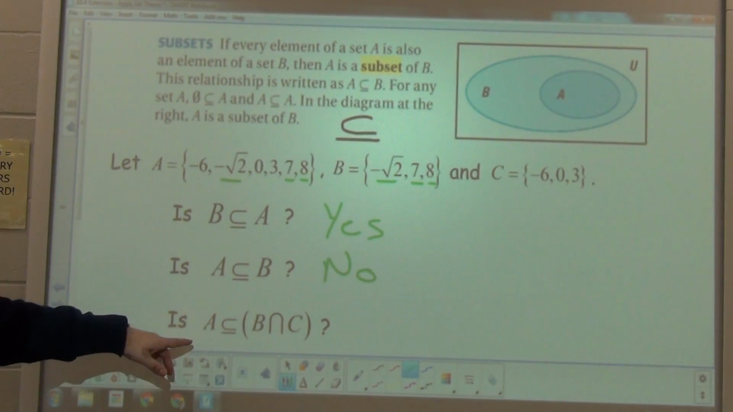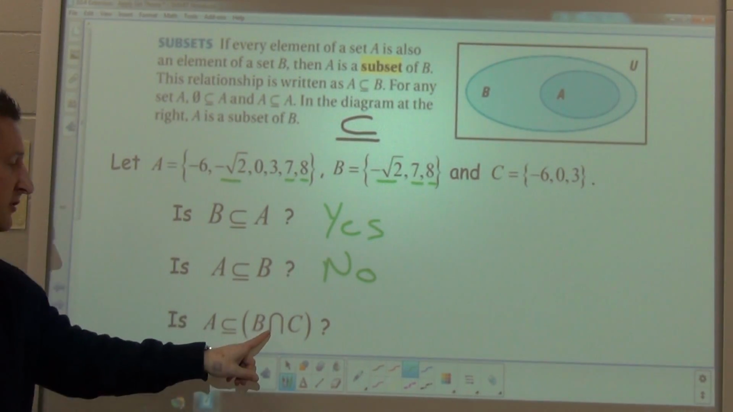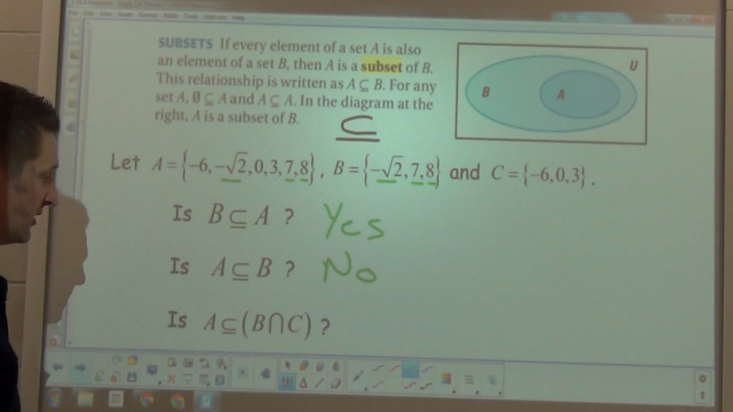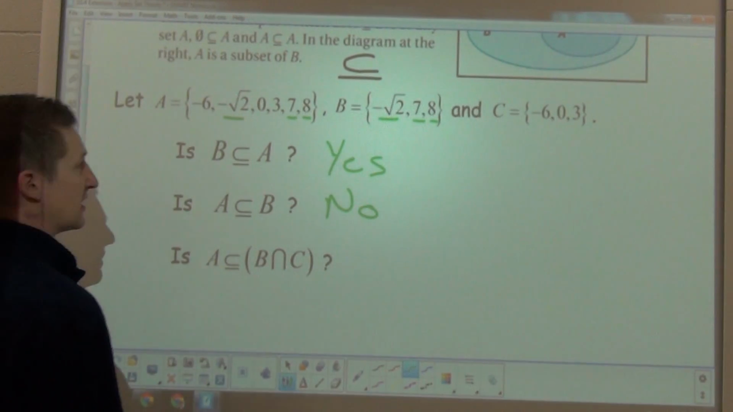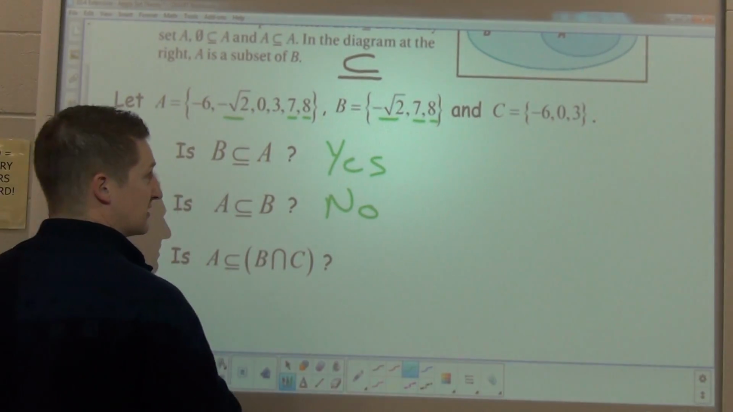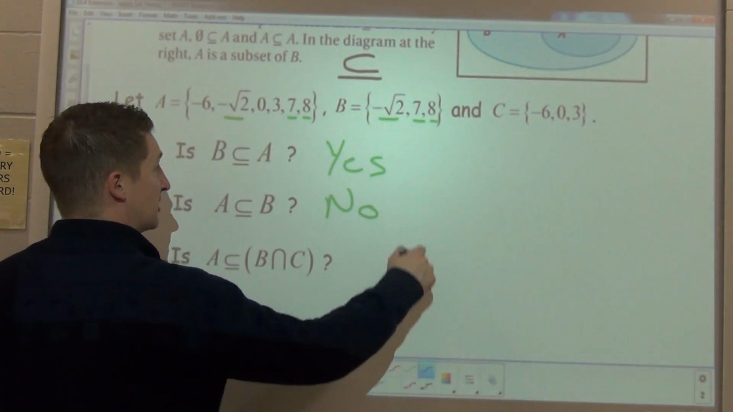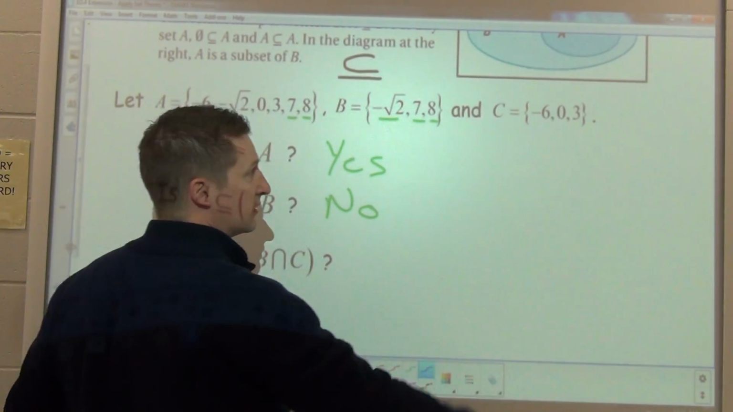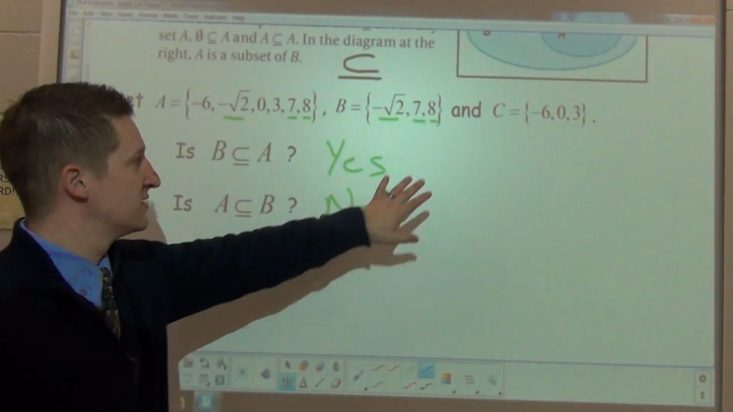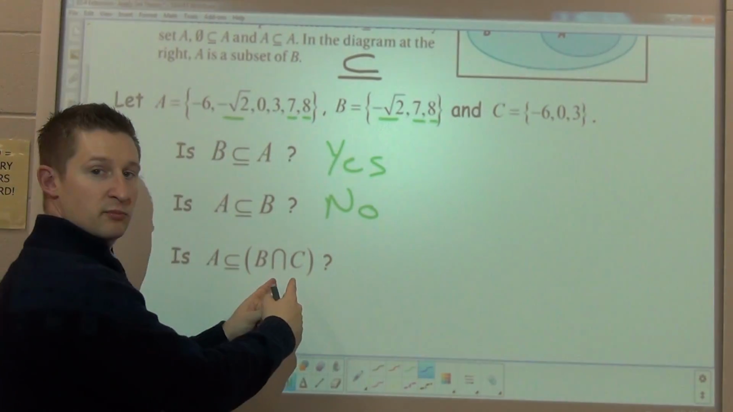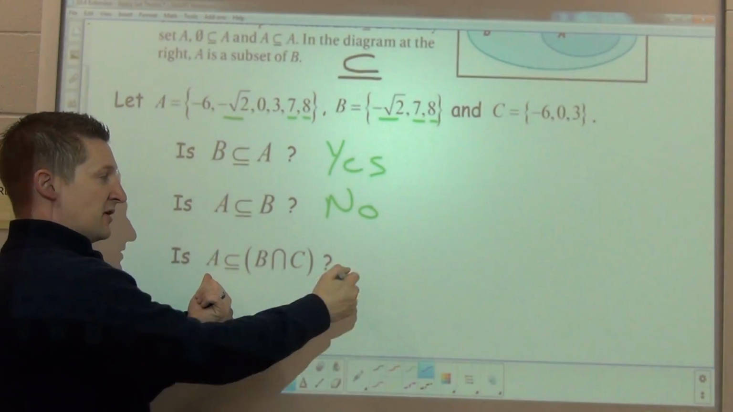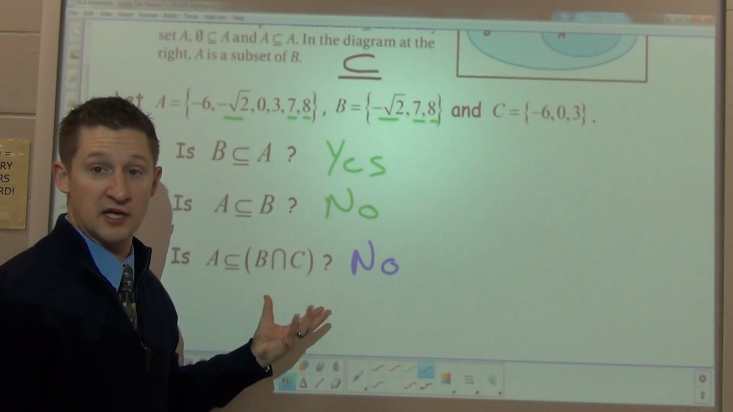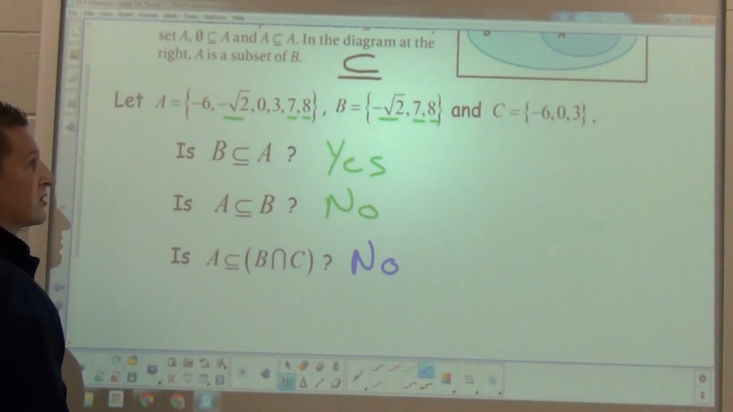Our next one's a little bit trickier. Is A a subset of, you remember what this symbol means? This symbol means the intersection of B and C. So is A a subset of the intersection of B and C? So the intersection of B and C would be any number that overlaps in both of them. Well, I've got nothing. So there is nothing that overlaps in B and C. Well then, set A must not be a subset, right? Because it's not a subset of nothing, the empty set.